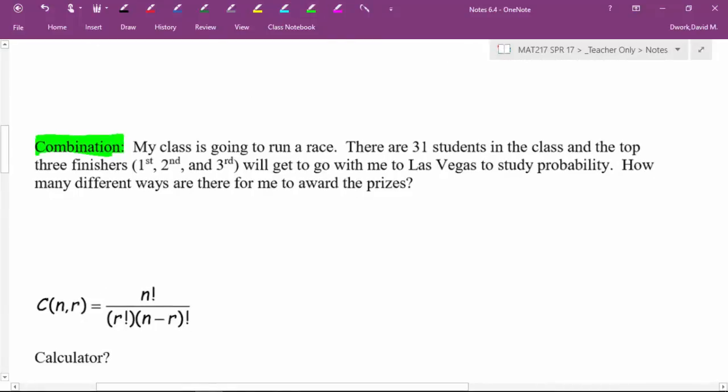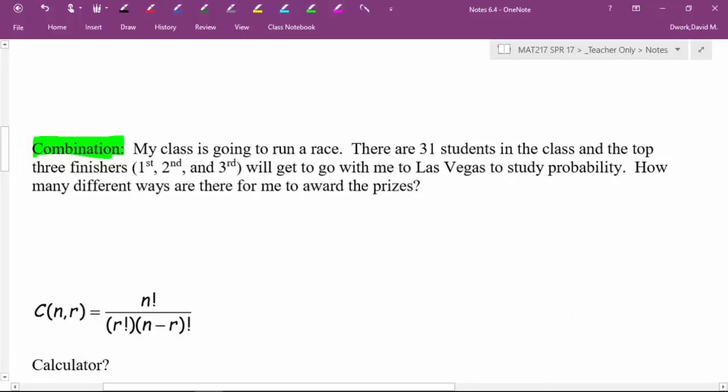Okay, now take a quick read. My students are going to run a race. Same thing. There are 31 students in the class, and the top three finishers, first, second, and third place, will get to go on a trip with me to Las Vegas. Okay, so to study probability, of course, that's it. Nothing fun, just studying probability. All right, so first, second, and third place.